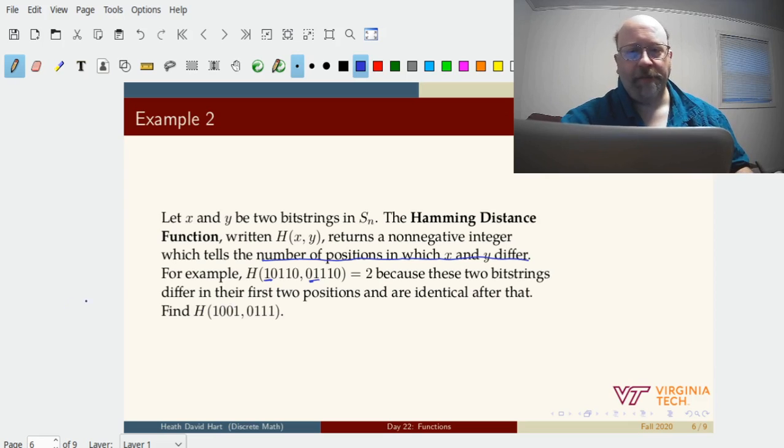So let's try this part here. Find h of 1001 and 0111. So they differ in the first position, they differ in the second position, they differ in the third position, but they agree in the fourth position. So the Hamming distance here is equal to 3. Okay?